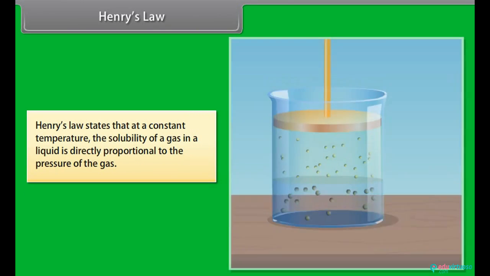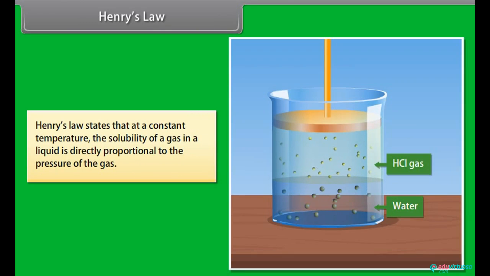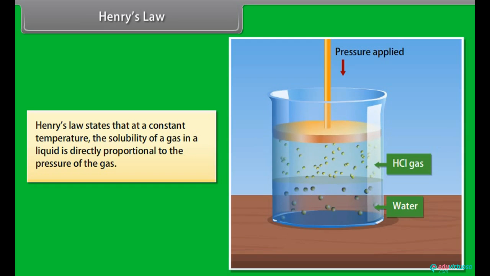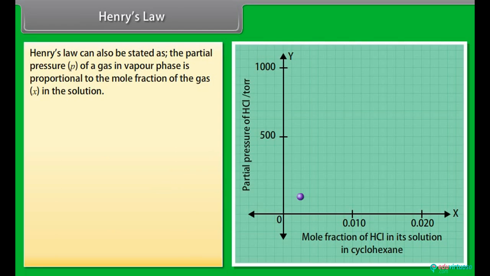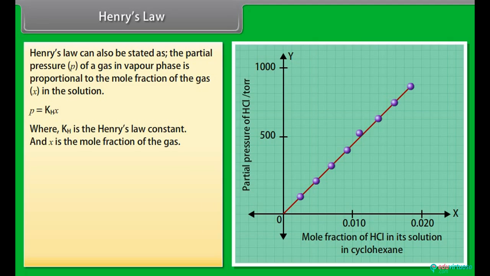Henry's law. Henry's law states that at a constant temperature, the solubility of a gas in a liquid is directly proportional to the pressure of the gas. Henry's law can also be stated as the partial pressure of a gas in vapor phase is proportional to the mole fraction of the gas in the solution. P is equal to KH X, where KH is the Henry's law constant and X is the mole fraction of the gas.